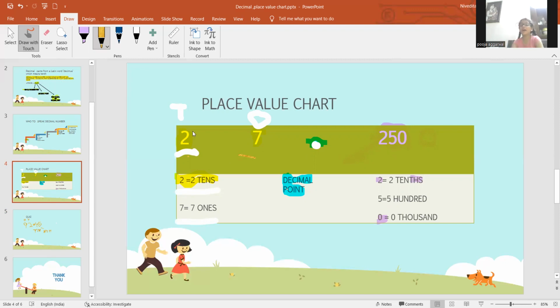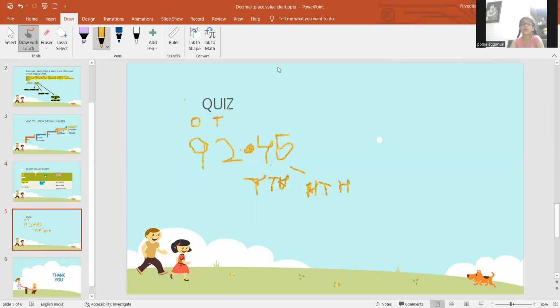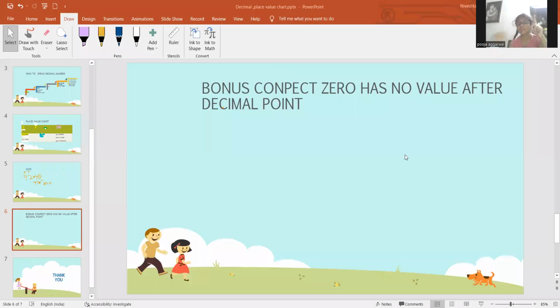And one more point I have to tell you, it's very important. It is the bonus concept. Okay, it's the bonus concept. Don't forget it. So this is our bonus concept. What is our bonus concept here? Our bonus concept is that 0 has no value after the decimal point.